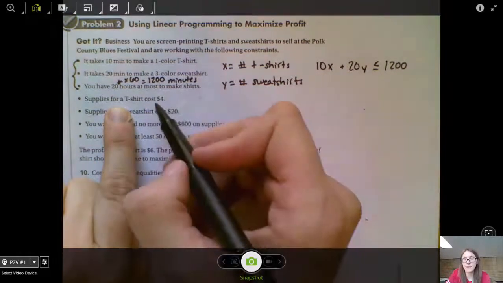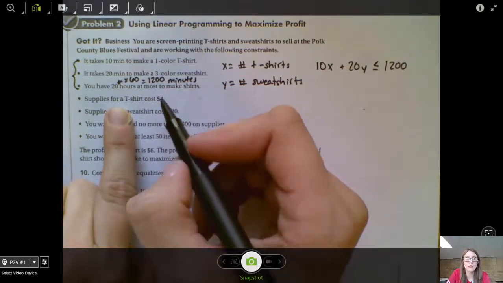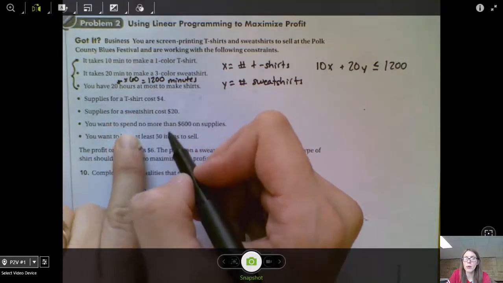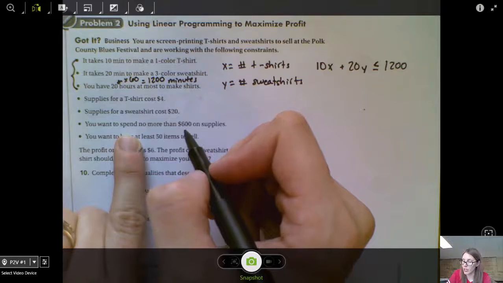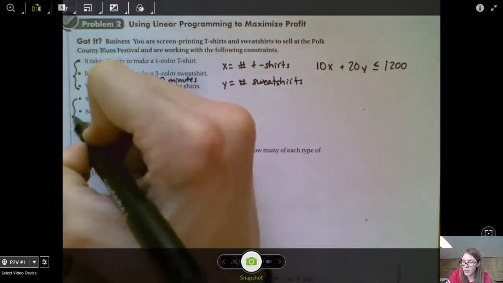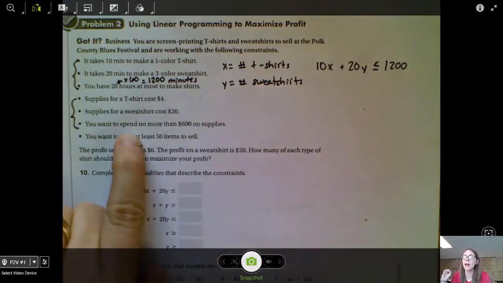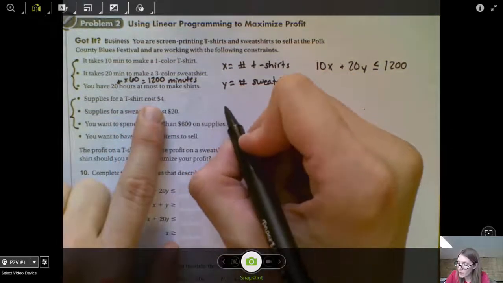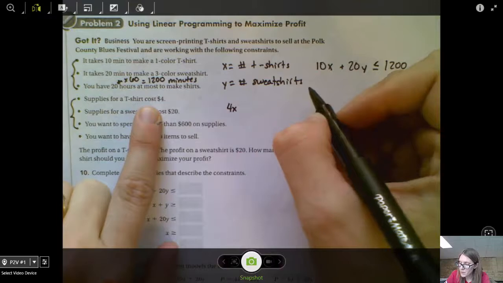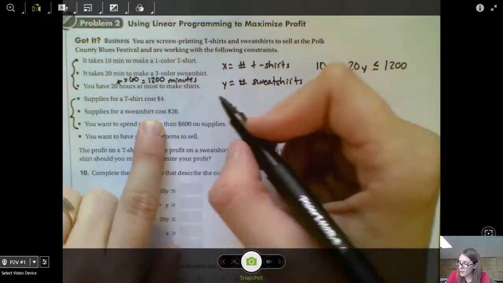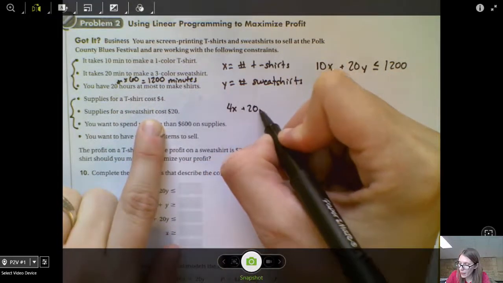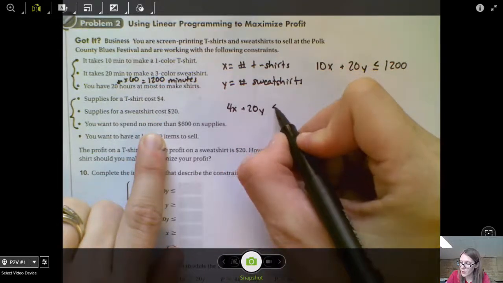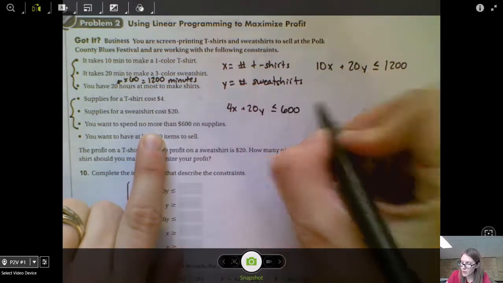Then it says supplies for a t-shirt cost $4. Supplies for a sweatshirt cost $20. You want to spend no more than $600 on supplies. So these three pieces are also grouped together. Everything's talking about cost. Each t-shirt's $4, so that's 4x. Each sweatshirt's $20, it's 20y. The total cost, no more than $600, less than or equal to 600.